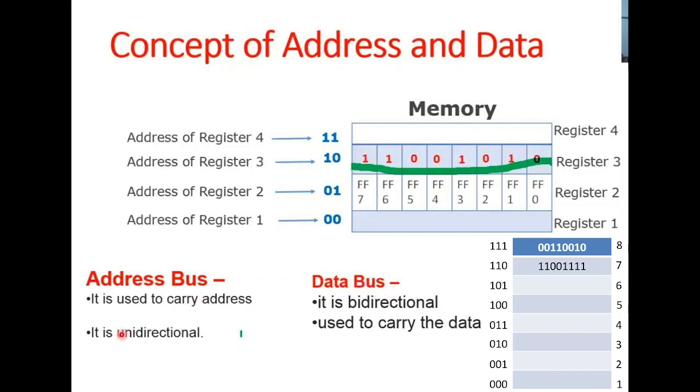The address bus is used to carry addresses and it is unidirectional. It is one direction only, processor to memory. Then the data bus is used to carry data and it is bidirectional, which means processor to memory we can do and memory to processor also we can do. Processor to memory is a write operation, memory to processor is a read operation.